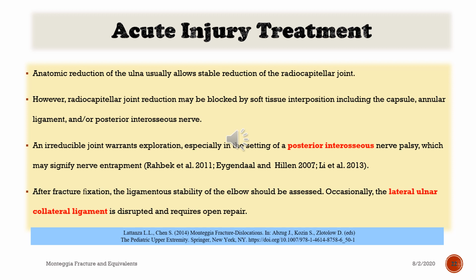However, radiocapitellar joint reduction may be blocked by soft tissue interposition including the capsule, annular ligament, and/or posterior interosseous nerve. An irreducible joint warrants exploration, especially in the setting of a posterior interosseous nerve palsy, which may signify nerve entrapment, Rabeck et al. 2011, Ejondal and Hillen 2007, Lee et al. 2013. After fracture fixation, the ligamentous stability of the elbow should be assessed. Occasionally, the lateral ulnar collateral ligament is disrupted and requires open repair.